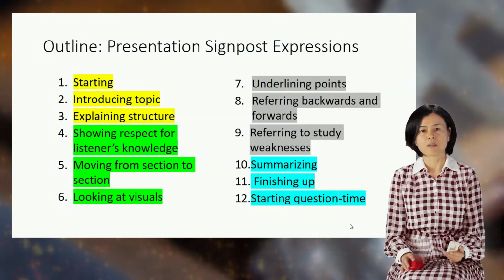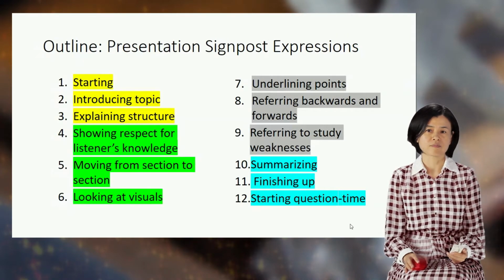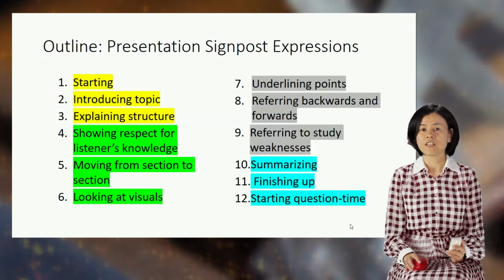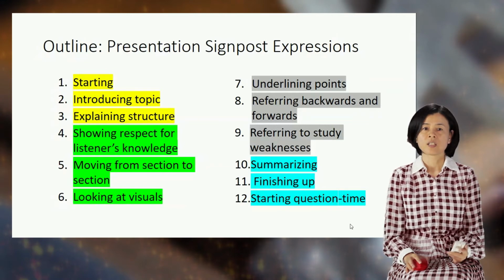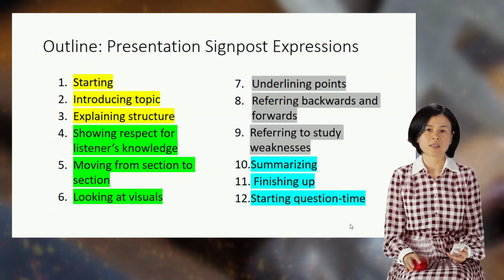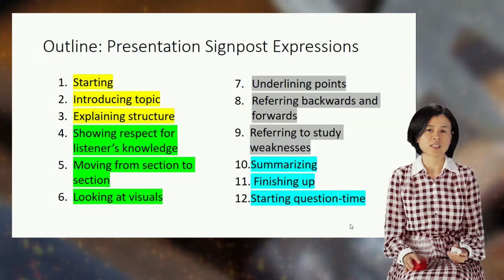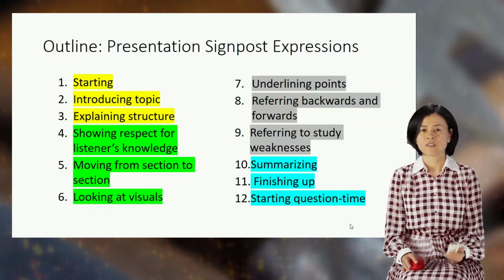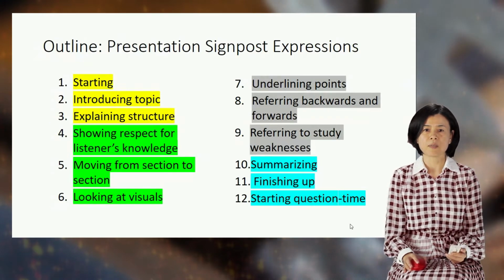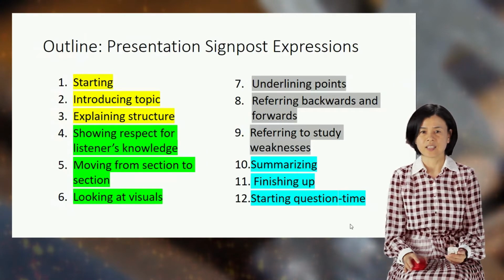The first part is about how to start a presentation. The second and third parts are signpost expressions during the presentation. And the final section is how to end a presentation. The green parts are the topics covered in the previous video. This video is going to introduce the topics in gray. The item numbers are 7, 8, and 9 in this slide.